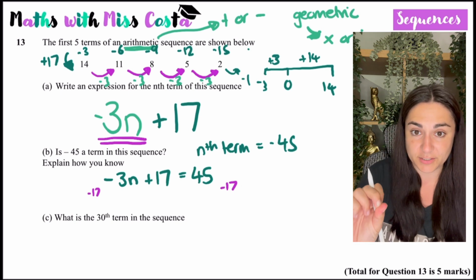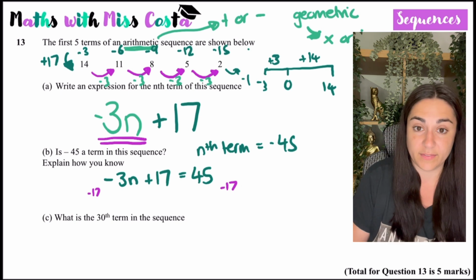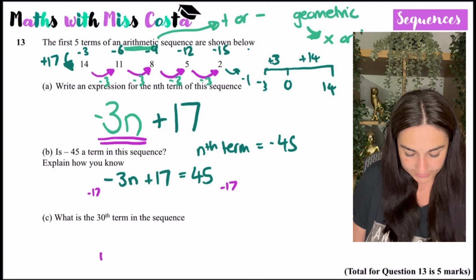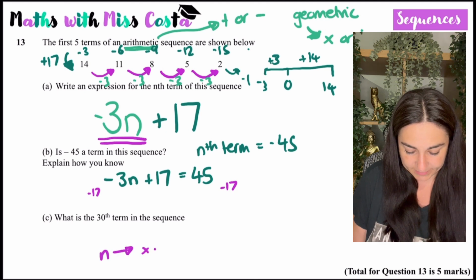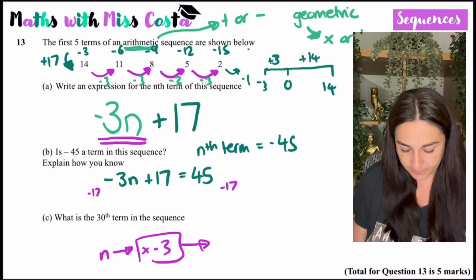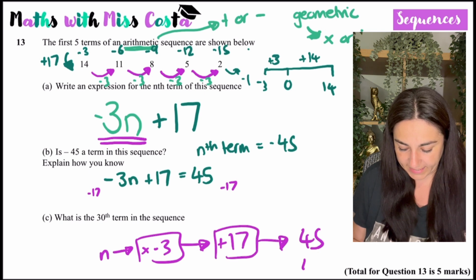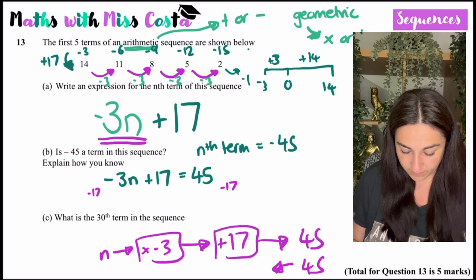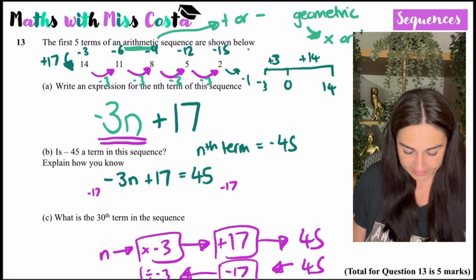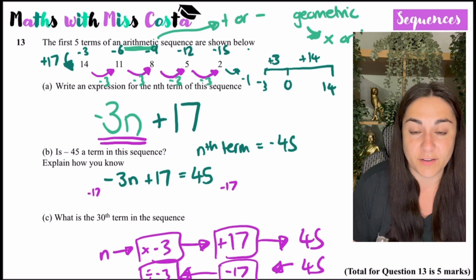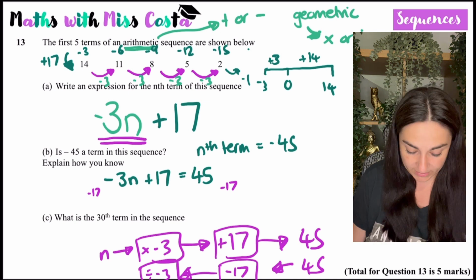You can use a function machine to help you with this as well. So you would say, what's happening to n? Well, the first thing is it's being times by negative 3, and then I add 17 to it, and then 45 comes out. So therefore, you know that the first thing you're going to need to do is take 17 and then divide by negative 3. So remember that the function machines are always there for you to use if you need them.